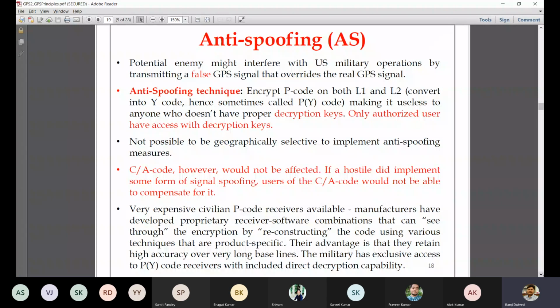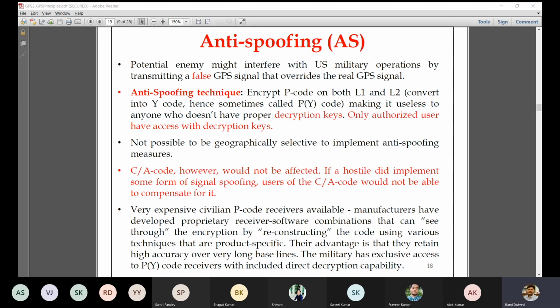So anti-spoofing says that you can encrypt the P code on both L1 and L2 to convert it into PY code, making it useless to anyone who doesn't have the proper decryption keys. Only authorized users have access with decryption keys. So you decrypt the original code. First you encrypt it and then decrypt it.